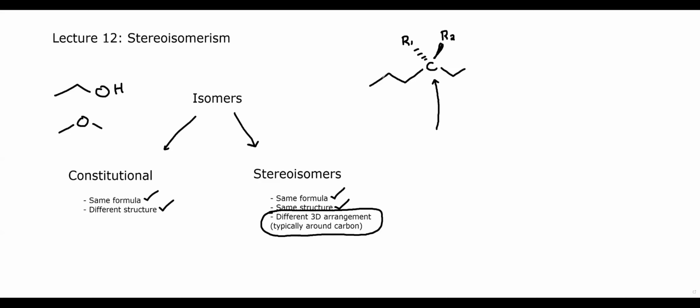We have a 3-carbon chain, we have a 2-carbon chain, and then we have this general group R1 and this other different general group R2. This carbon has 4 unique groups attached to it. And when we consider stereoisomerism, we talk about the arrangement of those 4 bonds around that carbon atom. We also have stereoisomerism with regard to double bonds.